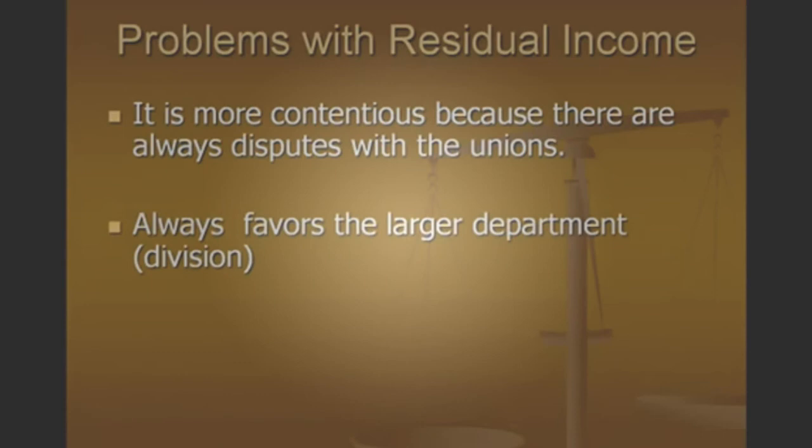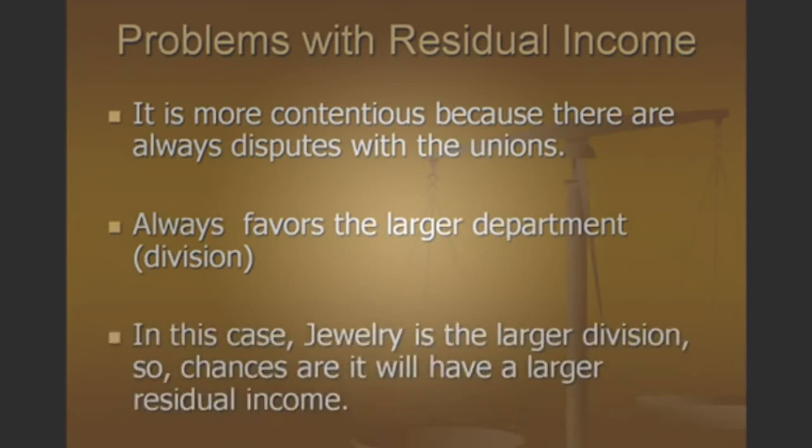Residual income always favors the larger department or division. That's another problem with residual income. So, in this case, jewelry is the larger division. If you check, it has more assets. So chances are it will have a higher residual income simply because of the fact it's bigger. That's one of the disadvantages of residual income. Residual income could be a function of size and not efficiency. So what's the solution? How do you know which department is doing better?